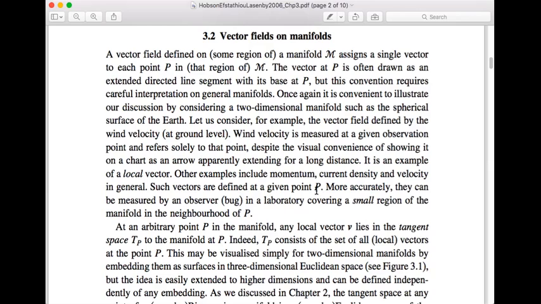More accurately, they can be measured by an observer in a laboratory covering a small region of the manifold in the neighborhood of P.